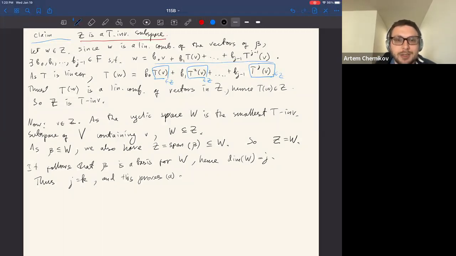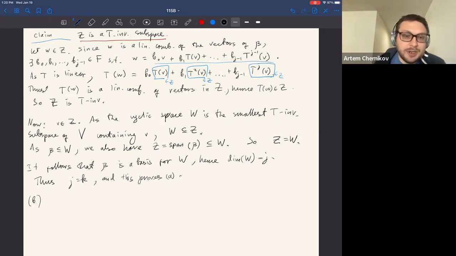Okay. So we get the first part. So we have determined what the basis of a cyclic subspace looks like. So now let's use this in order to calculate the characteristic polynomial of the restriction of T to W, using this explicit basis that we have obtained. So let's do part B.